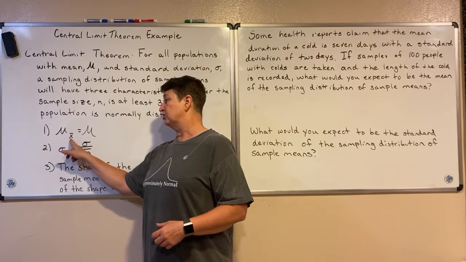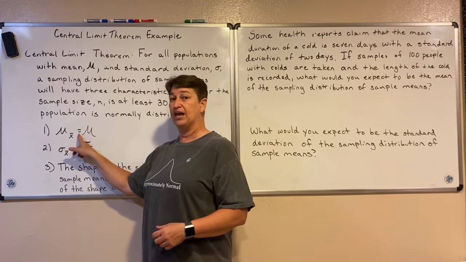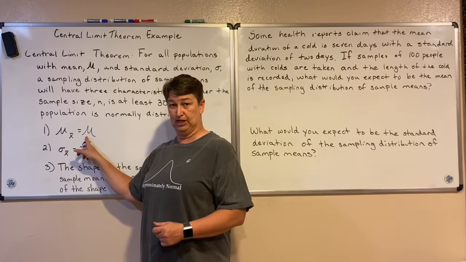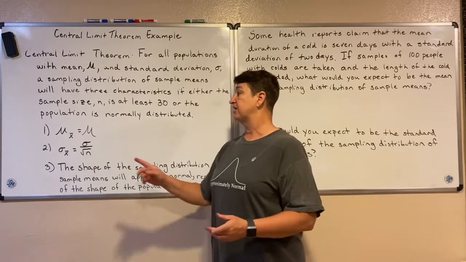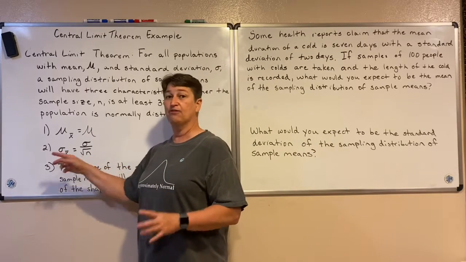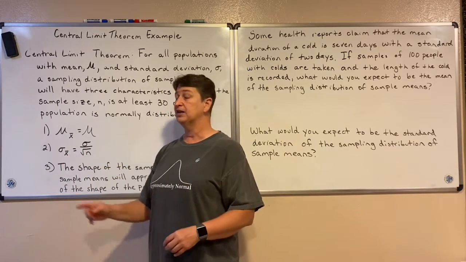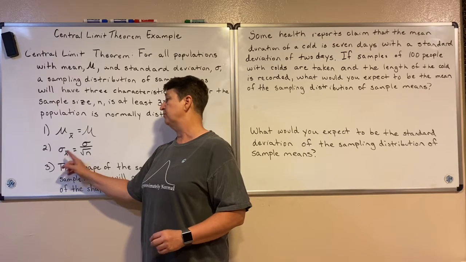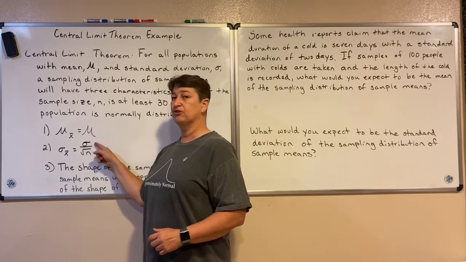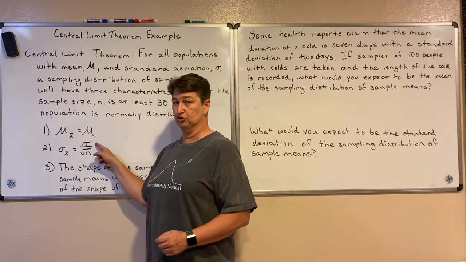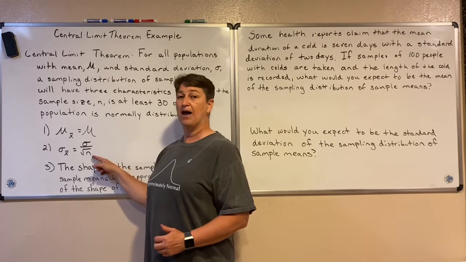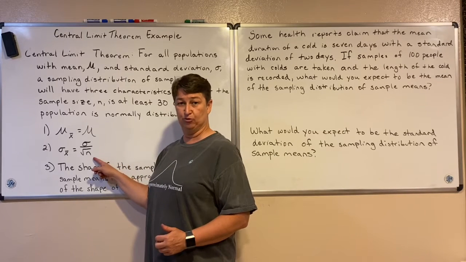The first characteristic is the mean of that new distribution, that sampling distribution of sample means. The mean of that distribution will be about the same as the mean of my population. Then the standard deviation of that new distribution I've created, that sampling distribution, will be equal to the standard deviation of my population distribution divided by the square root of my sample size.